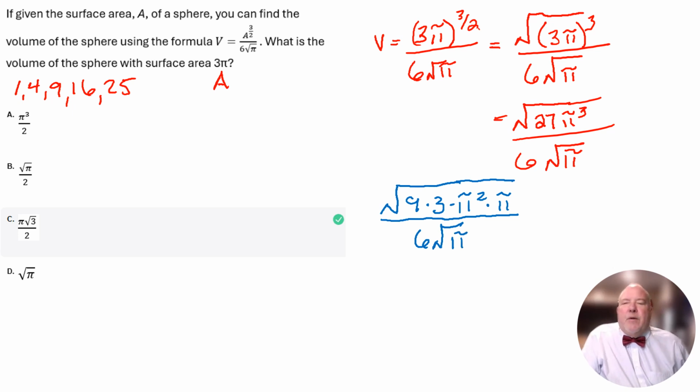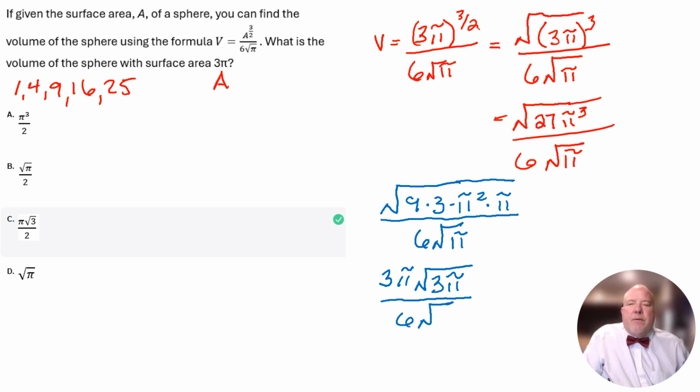So in the numerator, I'm going to go ahead and pull out the perfect square. The square root of 9 is 3, so that 3 will come out in front, outside of the radical. Pi to the second power is a perfect square because pi times pi is pi to the second power, so I can pull out a pi, and what's left on the inside is the 3 and still another pi. So here's where I'm at now, and this is all, again, divided by 6 times the square root of pi.